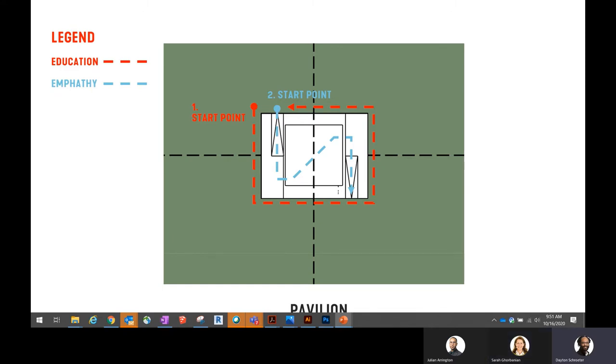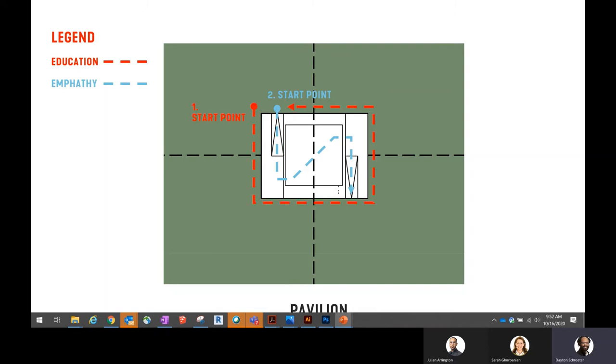The circulation around the pavilion is one-way circulation. So we encourage docents to remind visitors to proceed in a single direction and not to backtrack as much as possible. There is a designated starting point just to the left of the entry ramp. Both ramps are identified. One says entrance and the other says exit. So just to the left of that entry ramp is the starting point for the educational experience around the apron of the pavilion, shown here in red.